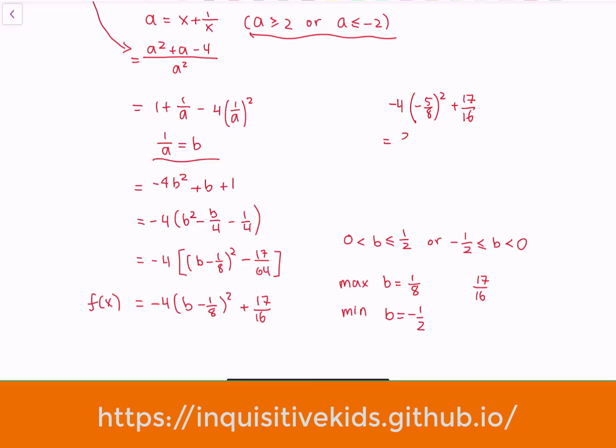This is equal to 25 over 64 times negative 4 plus 17 over 16. This is equal to 17 minus 25 over 16. This is equal to negative 8 over 16, which is equal to negative 1/2. So now we have found the minimum and maximum possible values for f of x. The range for this function is negative 1/2 to 17 over 16 inclusive.